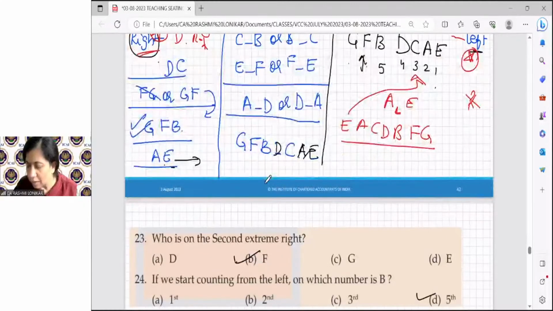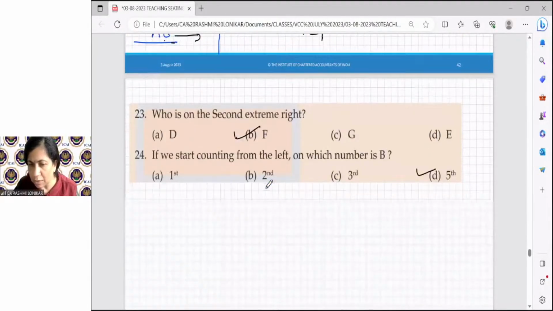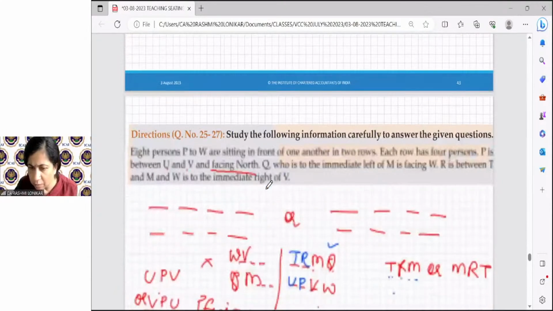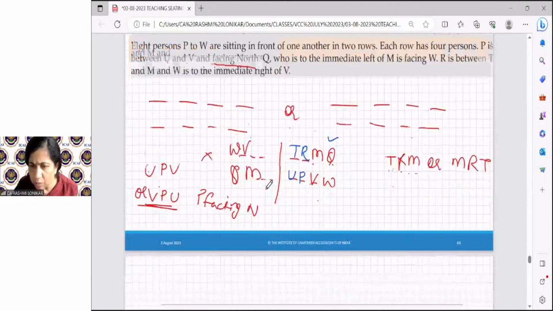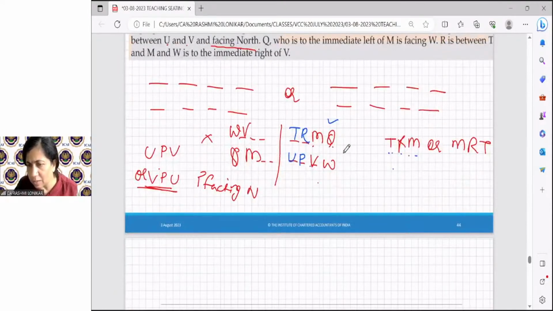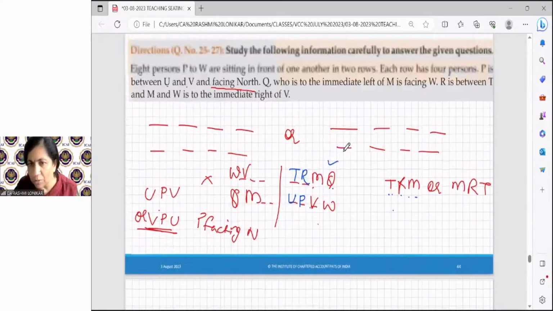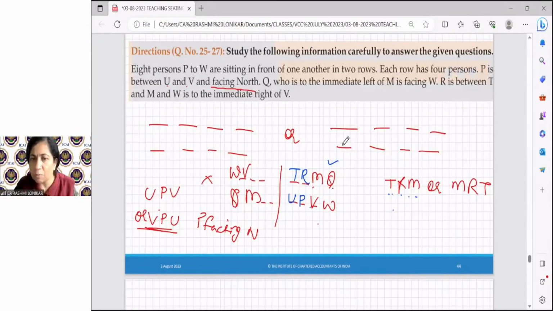Swati, they have written 8 letters, but you can see there are already 8 letters. There is no need for S. Because if you start counting 8 from P to W, what will that be? P, Q, R, S, T, U, V, W.